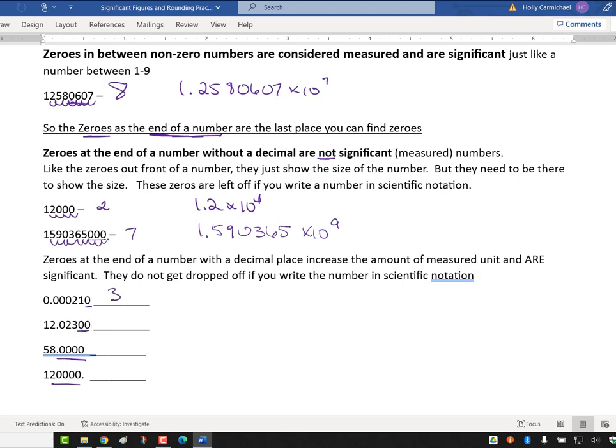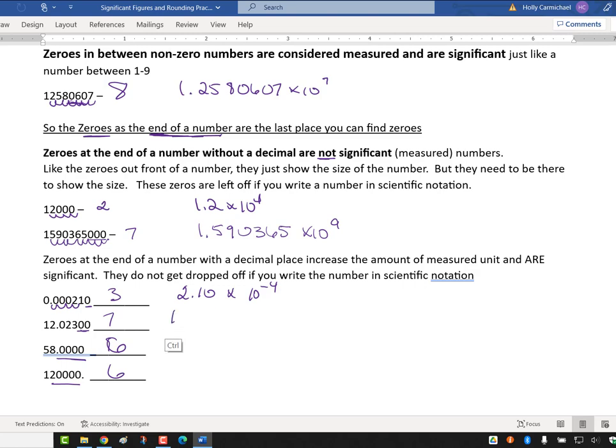So this would be 3 significant figures. This one, 1, 2, 3, 4, 5, 6, 7 significant figures. This one would have 6 significant figures, and this one would also have 6. So if I put this in scientific notation, I have to include these. So this one would go 1, 2, 3, 4. It would be 2.10 times 10 to the negative 4. Notice I dropped those zeros off in the front, but I do have to keep the 0 at the end.